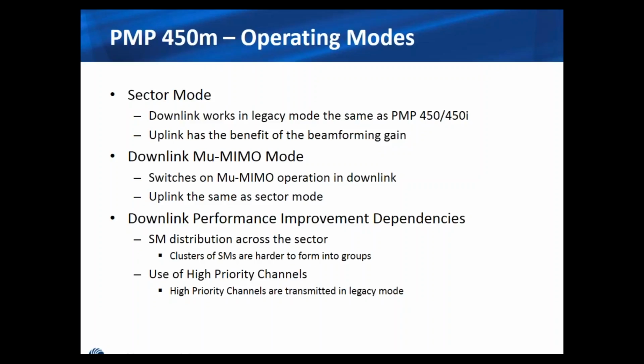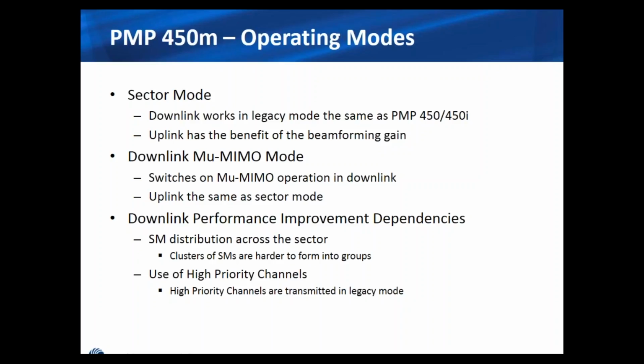To serve multiple SMs simultaneously, they have to be separated in angle so that a different beam can be formed to each SM. If the sector has a cluster of SMs close together in angle, even if they are at different ranges from the AP, so they may not seem that physically close to each other, this makes it harder to group multiple SMs together and will reduce the throughput improvement.